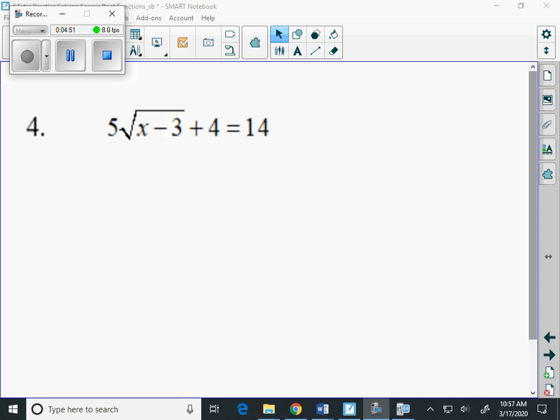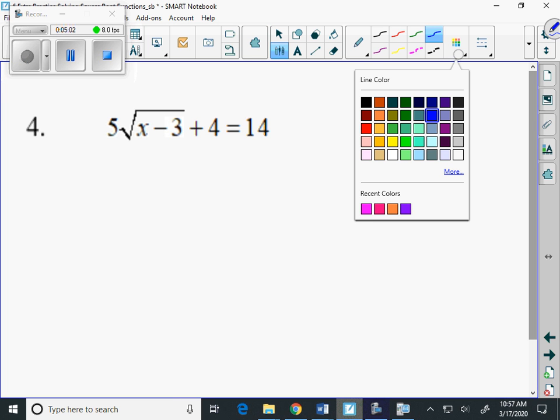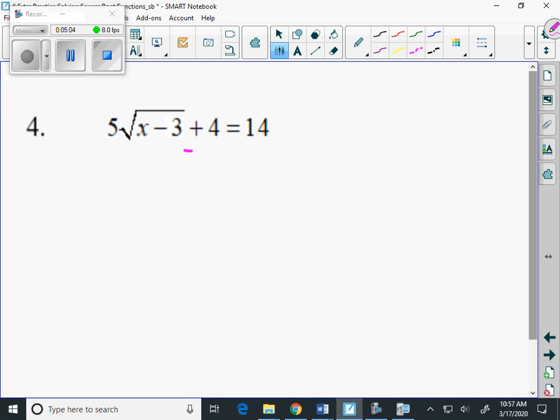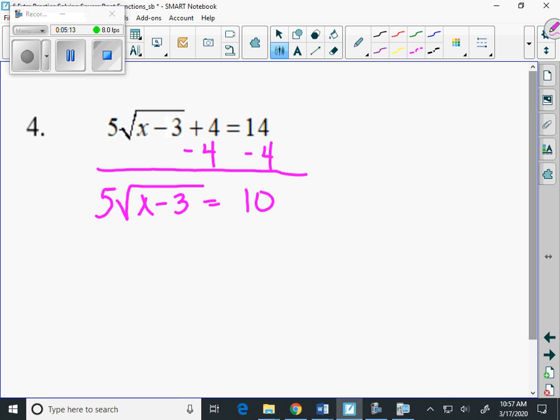5 times the square root of x minus 3 plus 4 equals 14. Again, we need to isolate the square root. So our first step is going to be to subtract 4 from both sides. We get 5 times the square root of x minus 3 is 10.